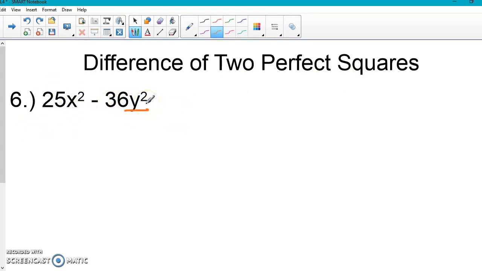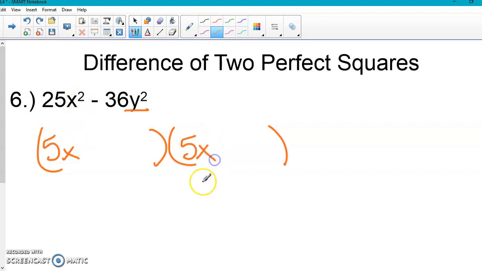36y squared. How would I split that guy? So 36, 6 and 6. How would you split y squared? Y and y. Okay, so here we go. Little smile. 2 binomials, so I've got 25x squared would split with 5x and 5x. 36y squared would split with 6y and 6y. Okay, second sign, remember because you're missing the 0 in the middle, the second sign is a minus, so these will be different. One's plus, one's minus.